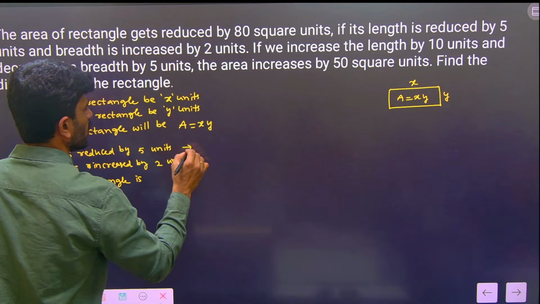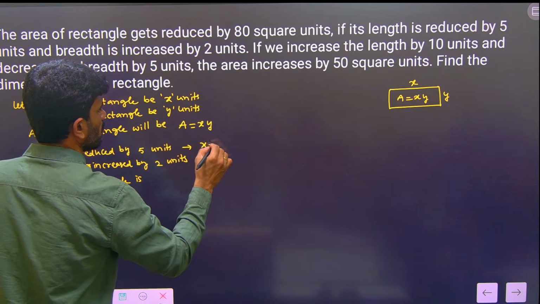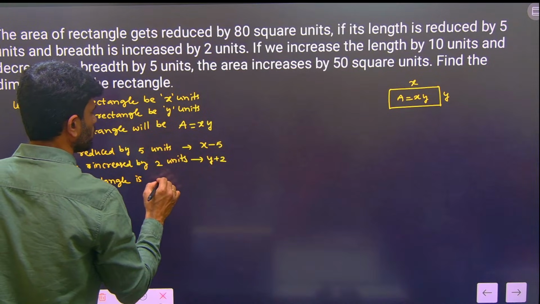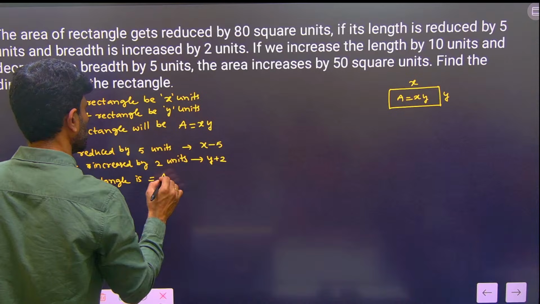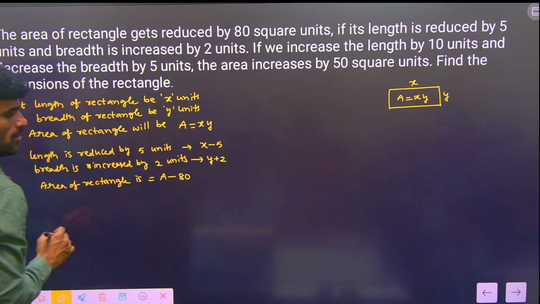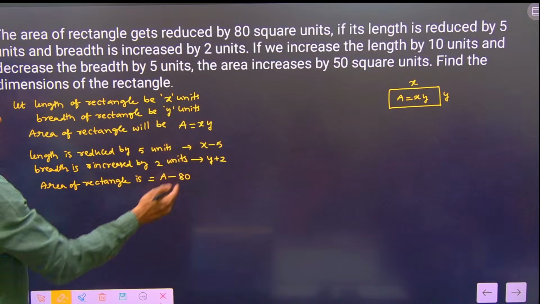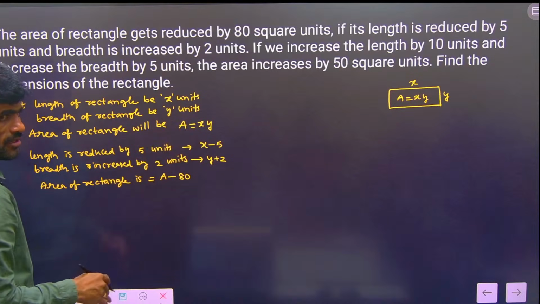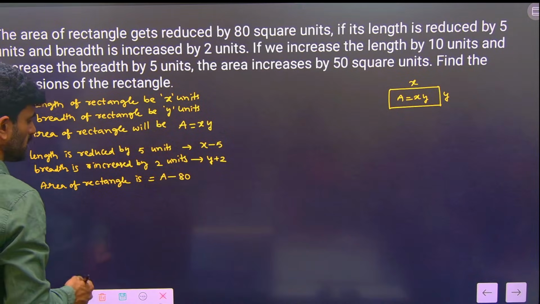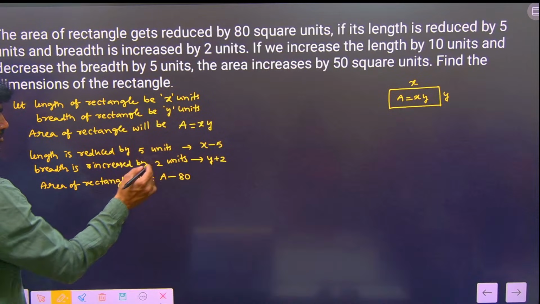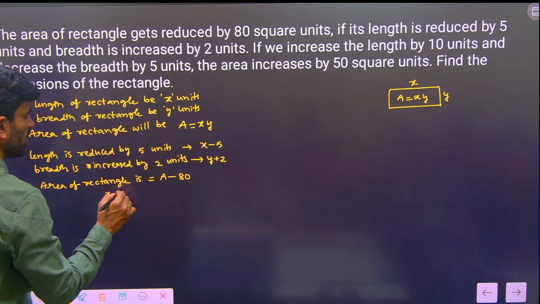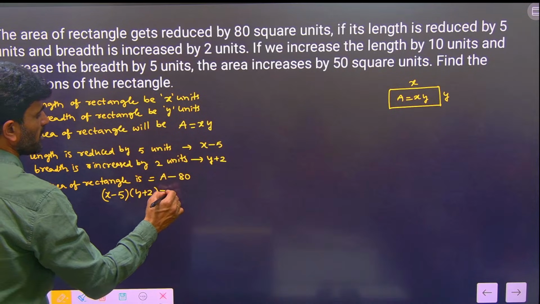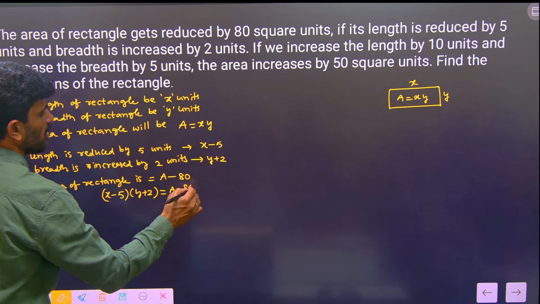So what happens in this case? Length will become x minus 5, breadth will become y plus 2, and area will become A minus 80. Length is decreased by 5, breadth is increased by 2, and the original area A is decreased to A minus 80. Generally how do we find area? Length into breadth. So length into breadth means (x minus 5) into (y plus 2), but the area is now A minus 80.